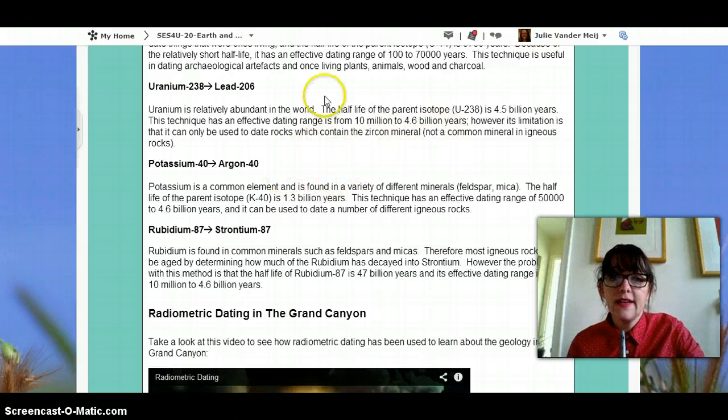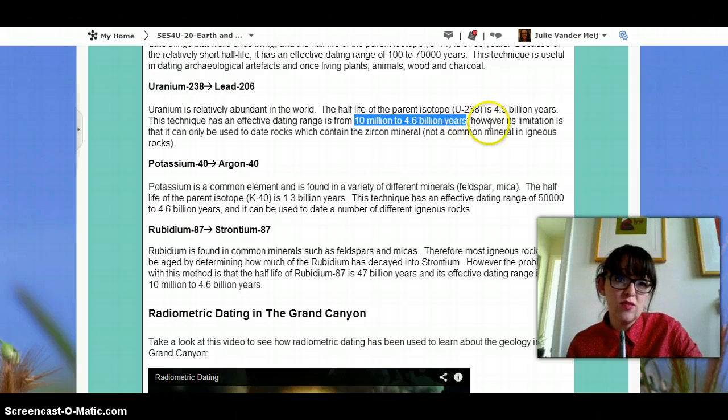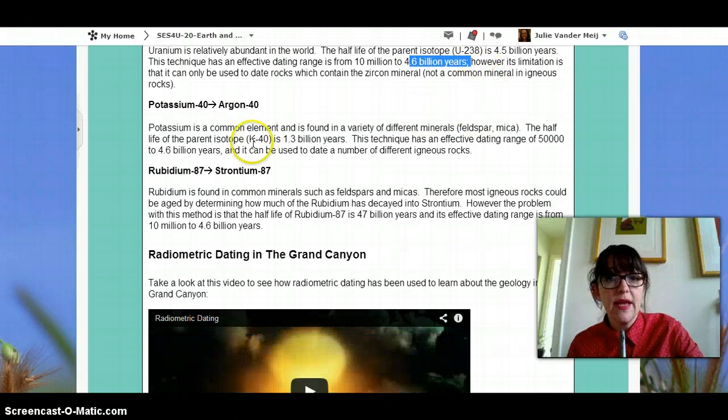So we know that uranium is not common in igneous rocks. You don't need to get into too much detail about different types of rocks, but just note that it can only be used in specific kinds of rocks that have a lot of uranium in them. It also is good at dating things that are anywhere between 10 million and 4.6 billion years old. So it can take us all the way back to the beginning of the solar system.